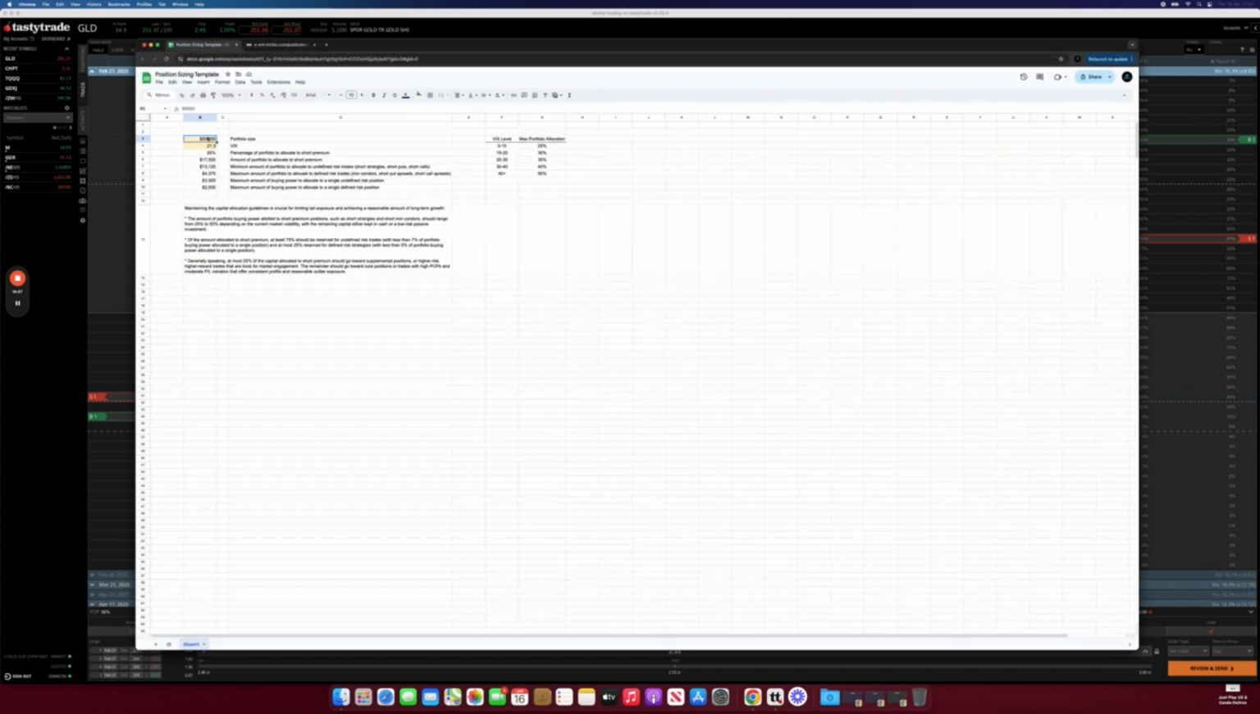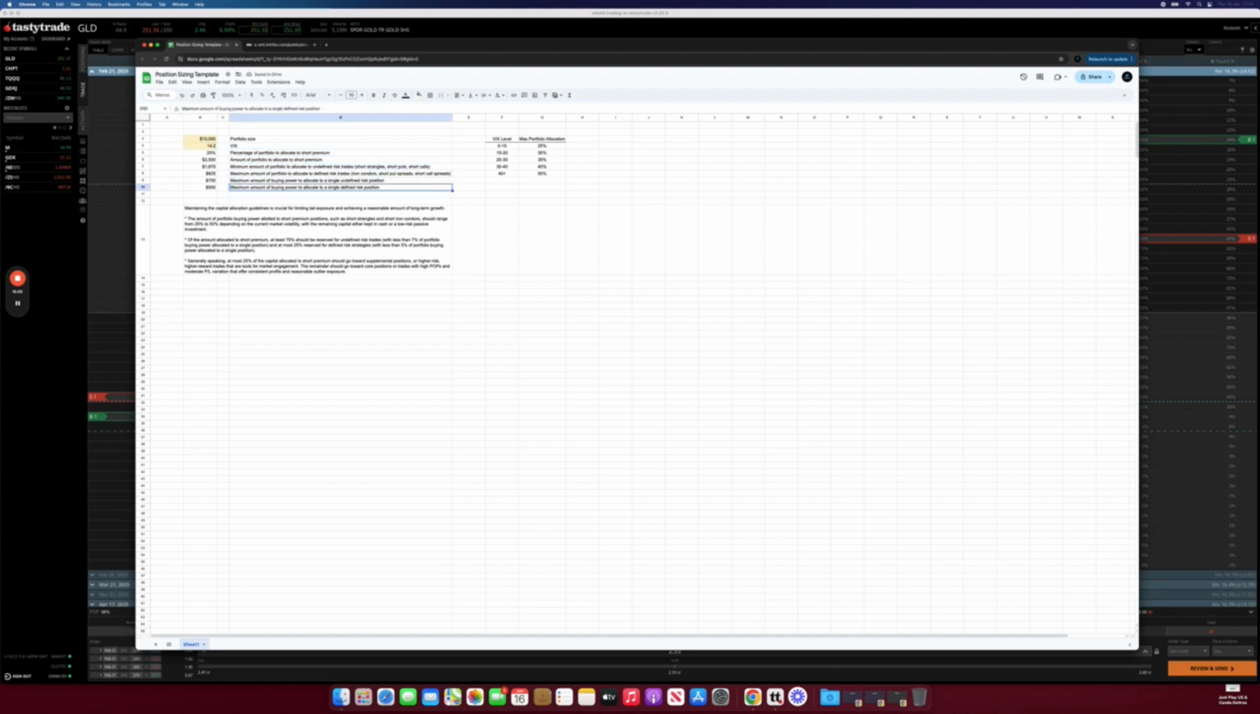So at the top, you enter in the size of your portfolio. So say if you have a $10,000 account. And then what you do below is you enter in whatever the current VIX level is. So say if it's 14.2, and then everything will be automatically calculated for you.